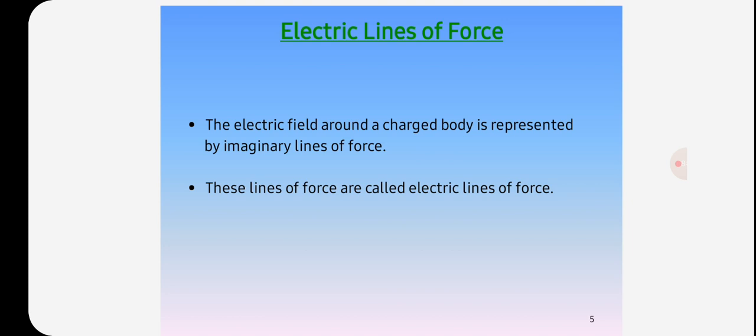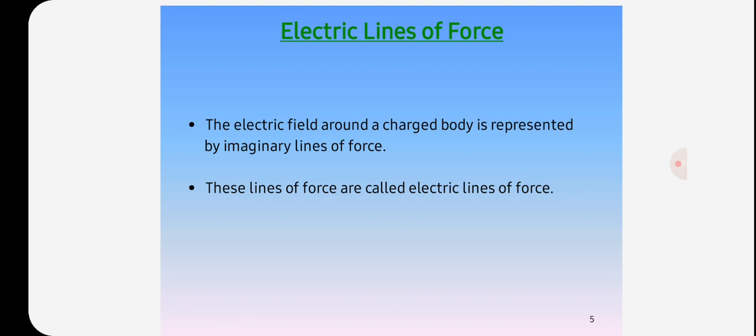The lines of force always originate or emanate from the positive charge and end or converge on the negative charge. The electric lines of force leave or enter the charged surface normally, that is, at 90 degrees. As per the SI system of units, one line of force emanates from a unit charge.